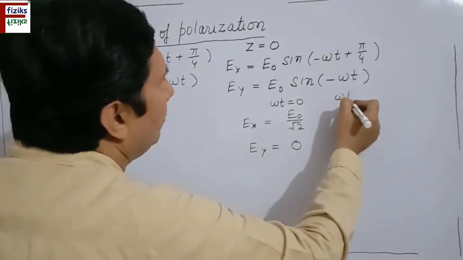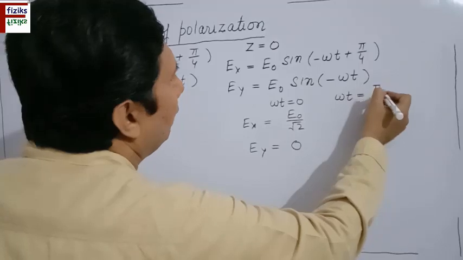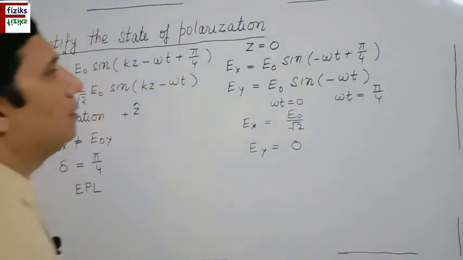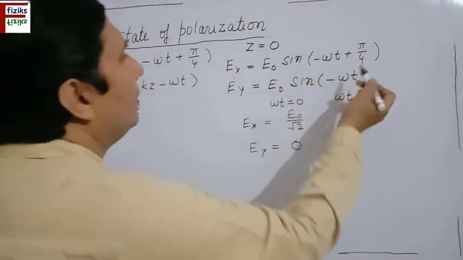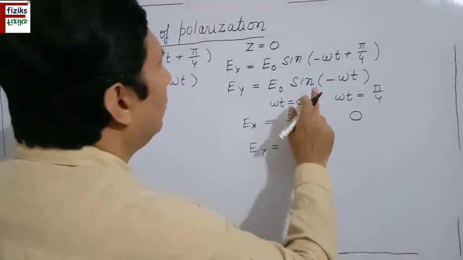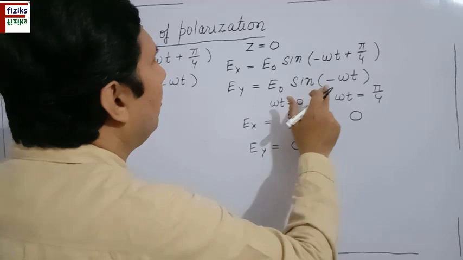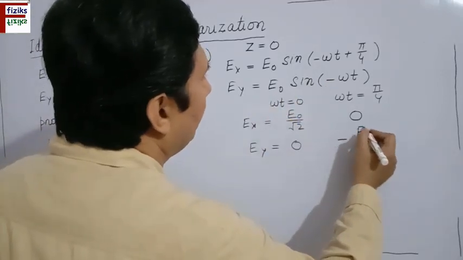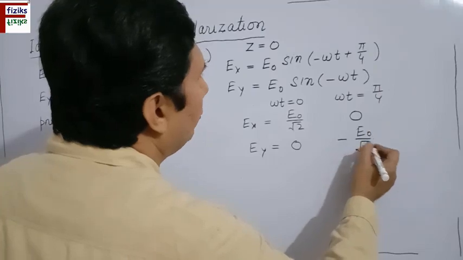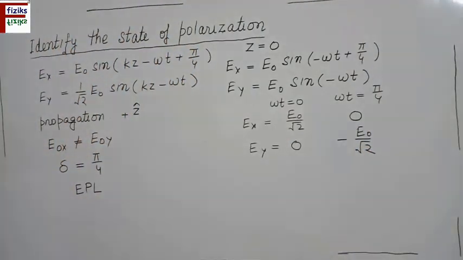Now I choose omega t equal to pi by 4. So the Ex term will become 0, and here Ey will become minus, so minus E naught by root 2. So these are the positions of the electric vector at two different normalized times, omega t equal to 0 and omega t equal to pi by 4.